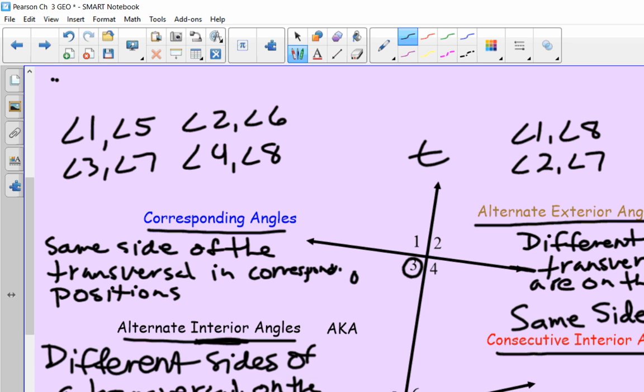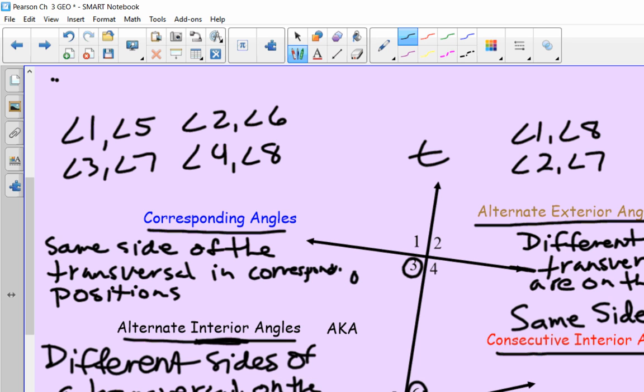I want alternate, so that means I've got to go to the right and another angle that's opposite it, okay, and on the interior, okay. So angle 6. So angle 3, come down here, sorry, I've got to squish it. Angle 3 and angle 6 are alternate interior angles, okay.